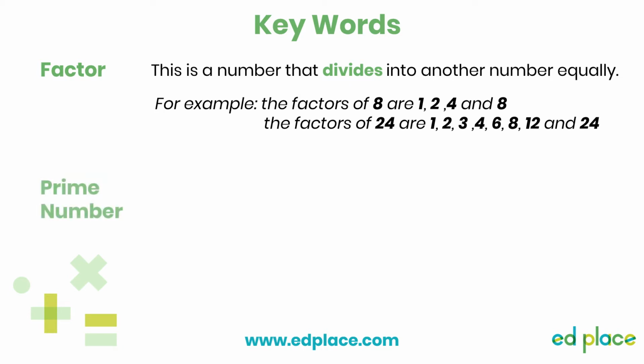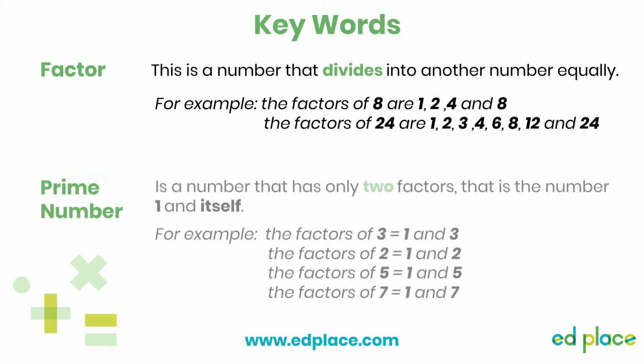Prime number. Well, a prime number is a number that only has two factors, that is the number 1 and itself. For example, the factors of 3 are 1 and 3 because they're the only two numbers that will divide into it. Equally, the factors of 2 are 1 and 2, the factors of 5 are 1 and 5, and the factors of 7 are 1 and 7.